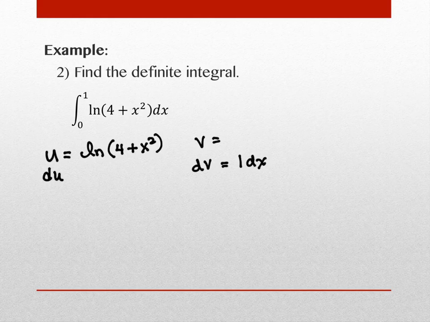Now, its antiderivative is easy. So what's the antiderivative of 1? That one's x. So we got that one for very easy.